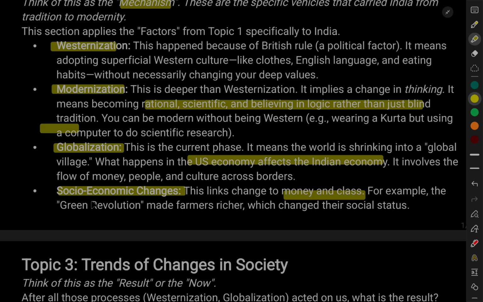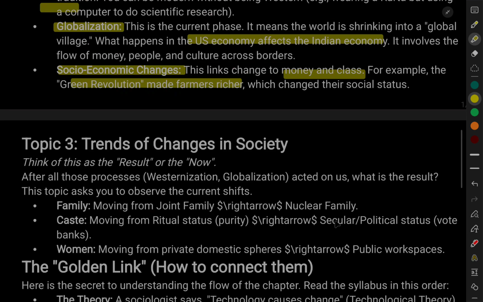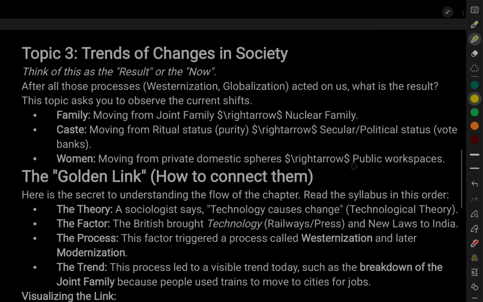For example, the Green Revolution made farmers richer, which changed their social status. And the number three topic, we are going to see the trends of change in society. Think of it as the result, or now. After all these processes, westernization and globalization, acted on us, what are the main results?